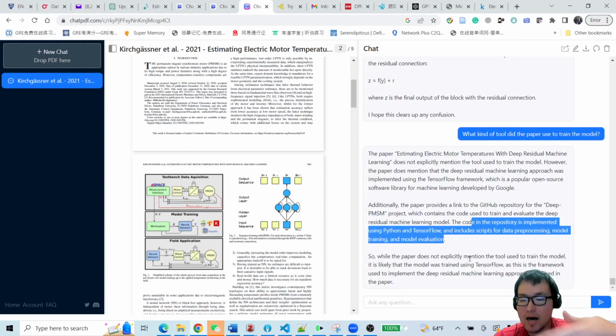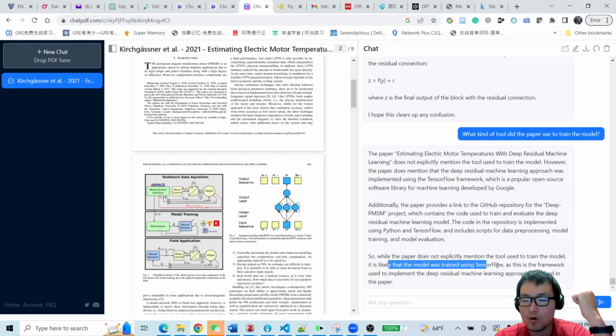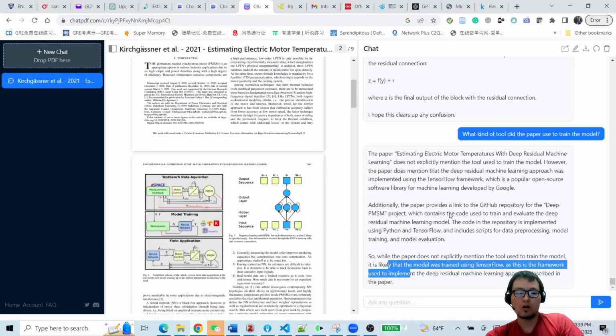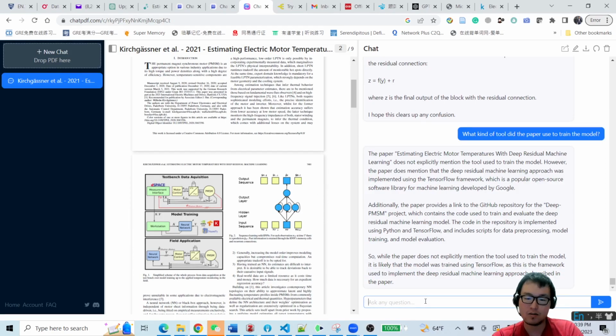The paper doesn't explicitly mention the tool used to train the model. It's likely that the model was trained with TensorFlow, as this is the framework used to implement the approach. So you can see that this is a really fascinating tool to actually help our research, right? And what makes it more amazing is that although we are talking about this paper, you could essentially ask any questions.